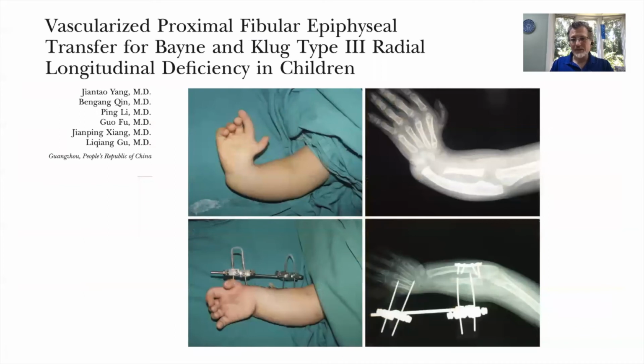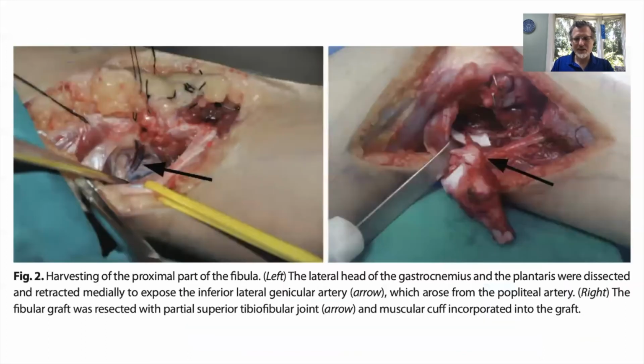Now you can get further afield with a vascularized proximal fibular epiphyseal transfer. And this is for type 3 Bayne-Klug types, and they had 4 cases of this. Here you see a child pre-op and after the external fixator is applied. They do the external fixation to get more length. Here they are harvesting the proximal part of the fibula with the epiphysis.